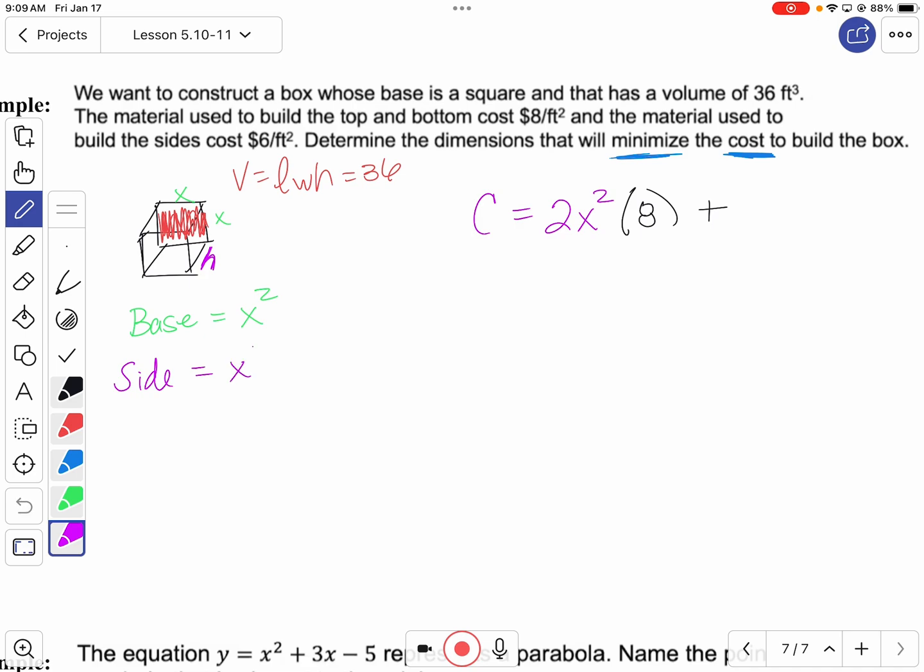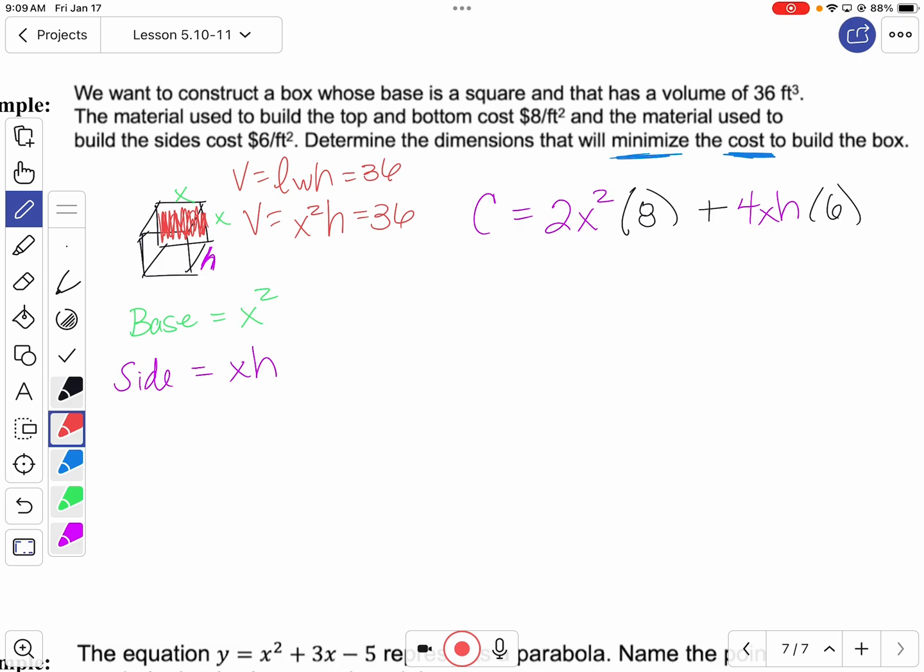X times h. How many of those do we have? We have 4, so plus 4xh. And how much do they cost? 6. So we're getting closer. In our volume formula, we know the length and the width are the same, and we have the height. It's equal to 36. So x squared h is equal to 36.